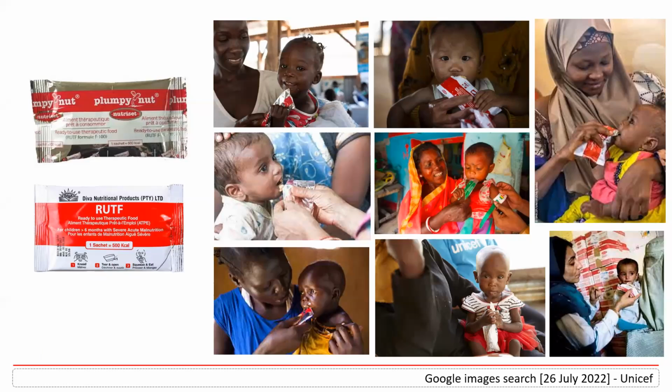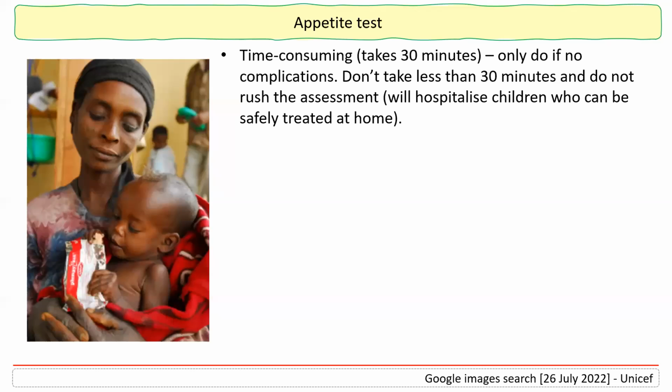So I'm now going to talk about an appetite test and how you do this. So when you see a child for the first time in hospital, the most important thing is to do initial stabilization first.